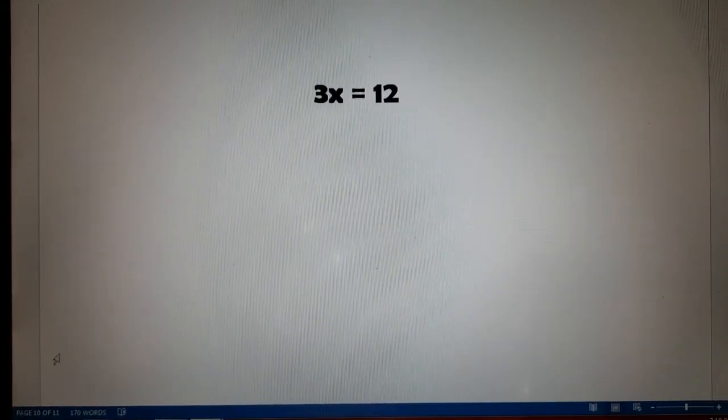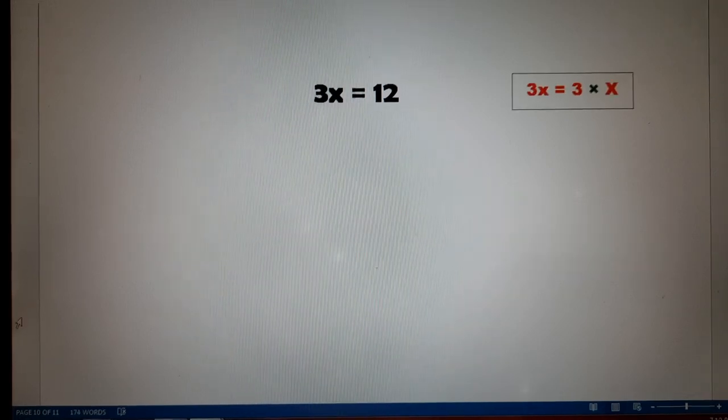Now third example, 3x equals 12. In this equation, to find the value of x, we have to cancel 3. So what is the meaning of 3x? Then children, you should understand 3x means 3 multiplied by x. So to remove 3, you have to divide both sides by 3 because opposite operation of multiplication is division.